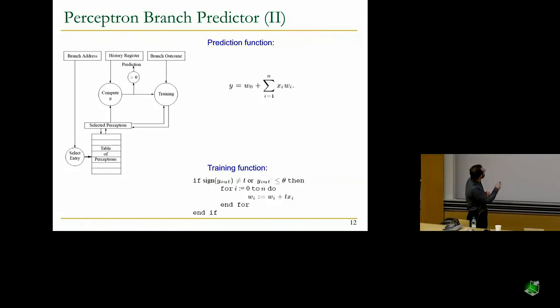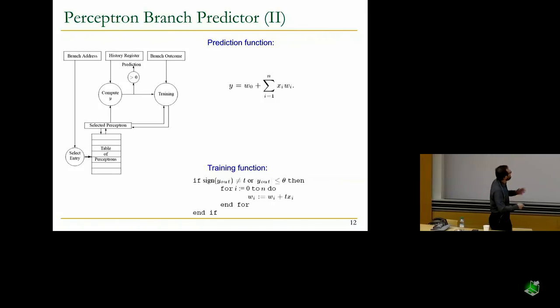So you can see that with the branch address, we index a table of perceptrons. You get a perceptron for that particular branch. And if you're actually predicting it, you compute this Y function over here and generate a prediction. Once the branch is resolved, you input that outcome into the training function over here, and also what you've computed, what your prediction was, and also the bits coming from the perceptron, and then you recompute the weights, essentially.